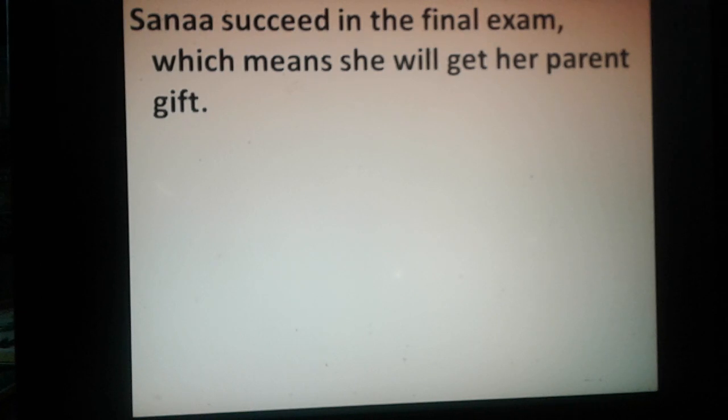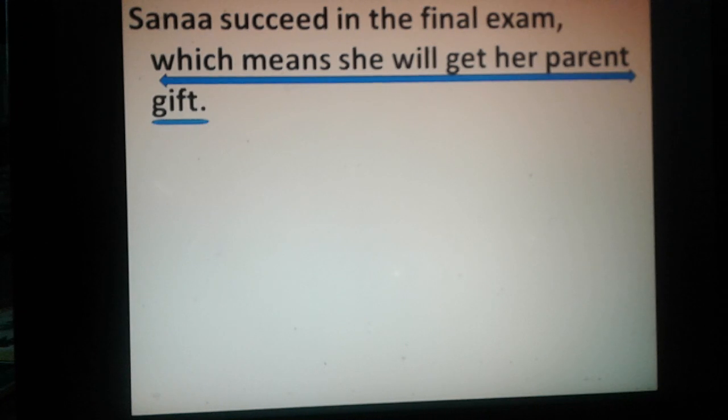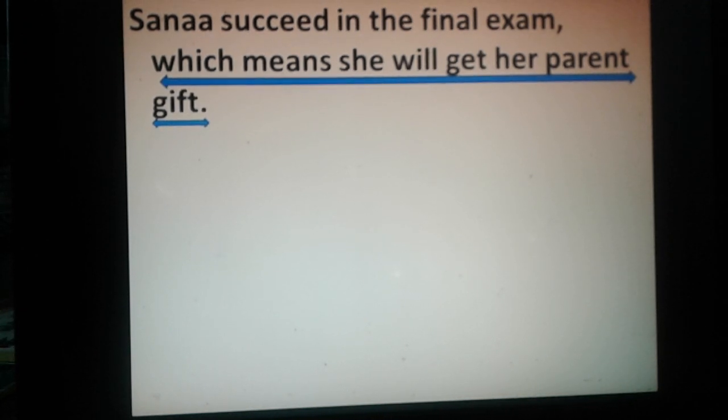Here is another example. Sana succeeded in the final exam, which means she will get her parents' gift. I will ask you here: there's an adjective clause, "which means she will get her parents' gift." It gives extra information to what? To exam? No, it's not right. To Sana? No, it's not right. Here, an adjective clause comes to give us information about the context of the first sentence before it.